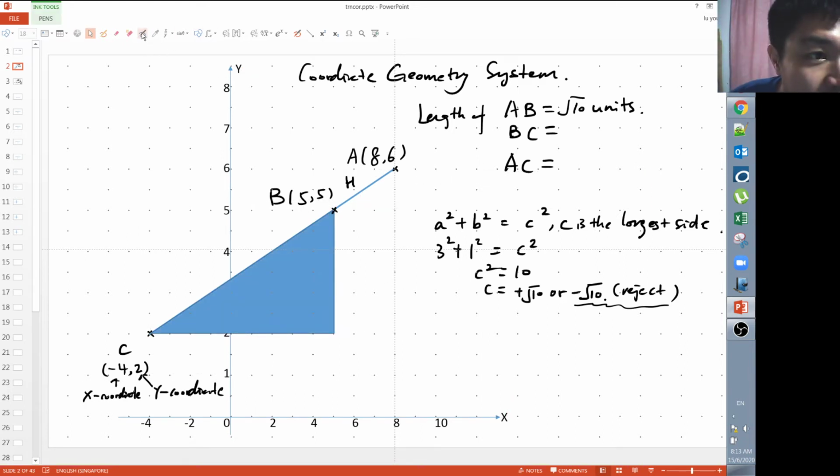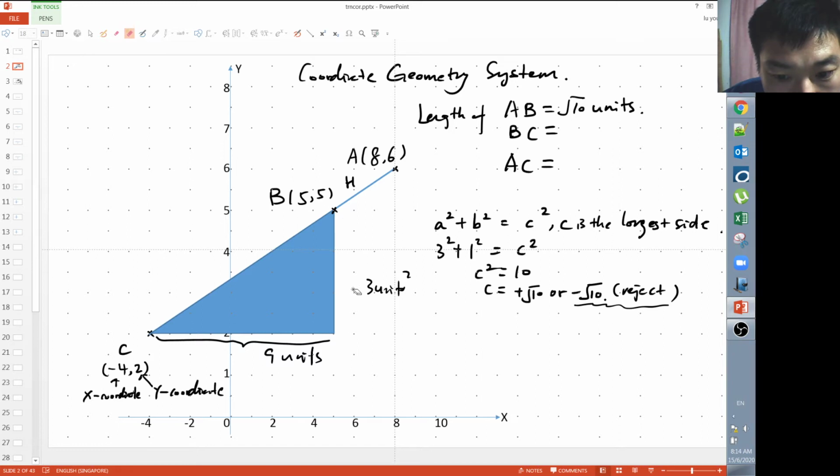So to find the length of BC, what you do is figure out what is this, right? And use Pythagoras Theorem. So this is minus 4 to 5, so it's 9 units. And over here it starts from 2, then ends at 5, so this is 3 units.